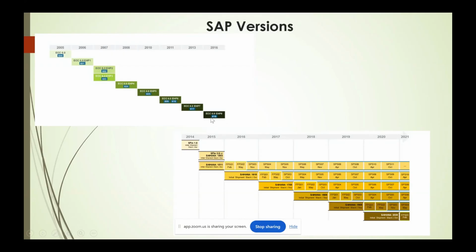EHP is nothing but enhancement package 8. ECC 6 is common, but there is EHP 1, EHP 2, EHP 3, EHP 4. Basically, an enhancement package is a patch: to the existing software they add some additional features in the form of packages. Sometimes they add two packages in a year, and every year they add some features. But every time they introduce a new version, it doesn't mean that they change the functionality.